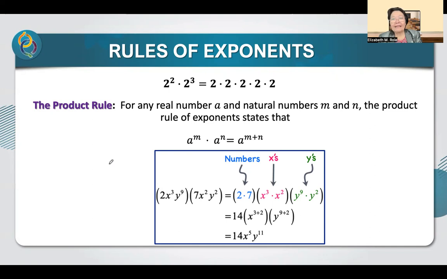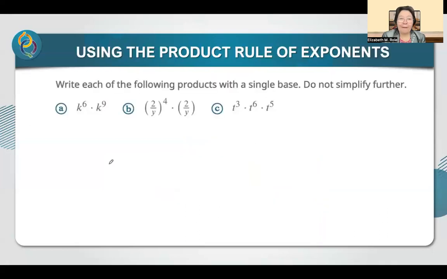So we can only add exponents if we have the same base. You don't put together those different bases. The x's will be put together and you add the exponents, just the same as with y. So that's one rule. We call this the product rule of exponents. I think that's fine? Okay.